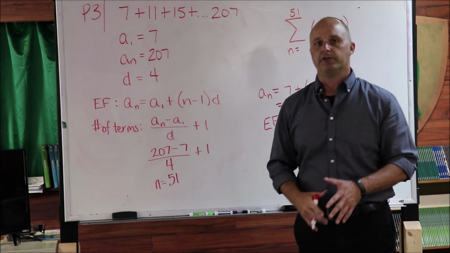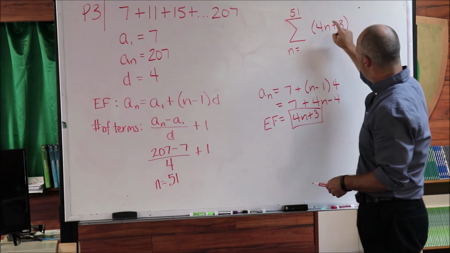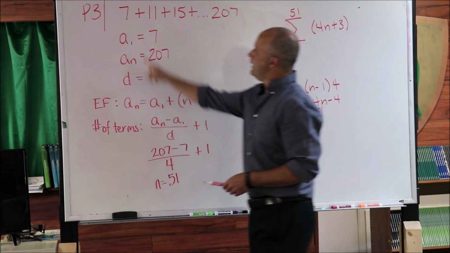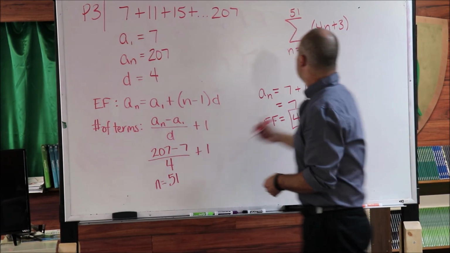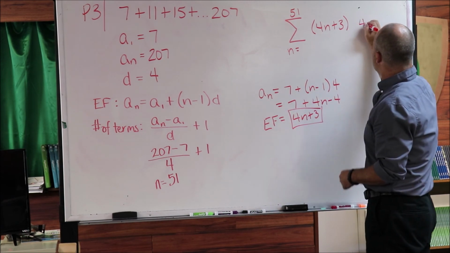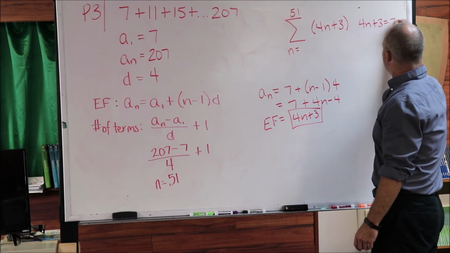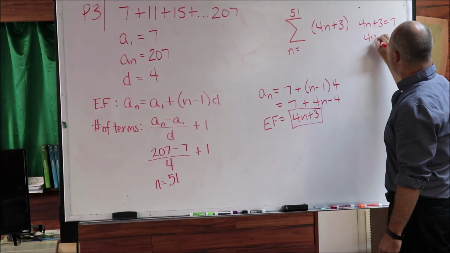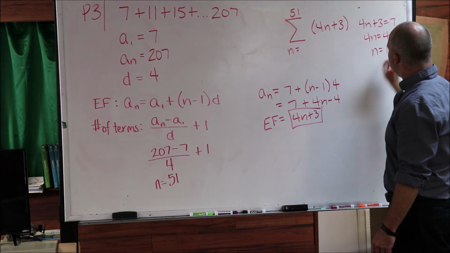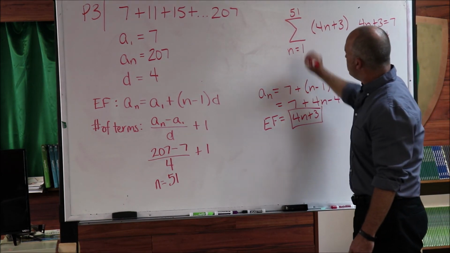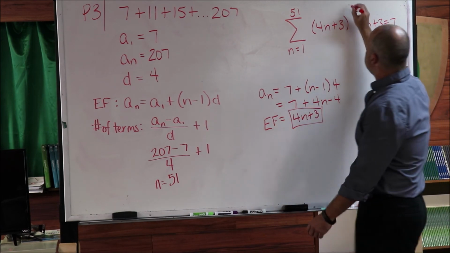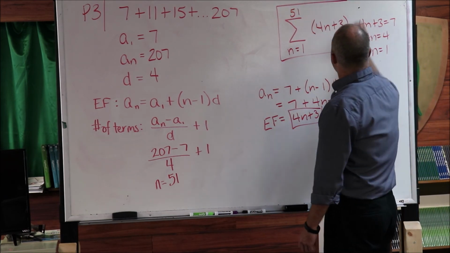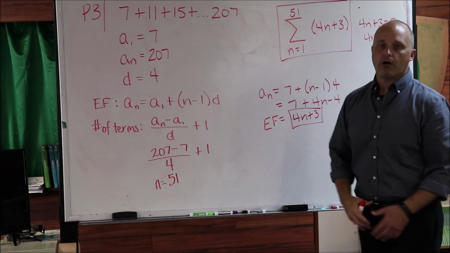And what we want to do here is put in the first value of n that gives us that number. So basically, this becomes 4n plus 3 equals 7. So we get 4n equals 4 and n equals 1. So we put n equals 1 right there. And this is the notation for our limit.